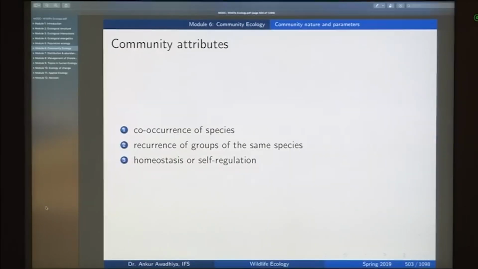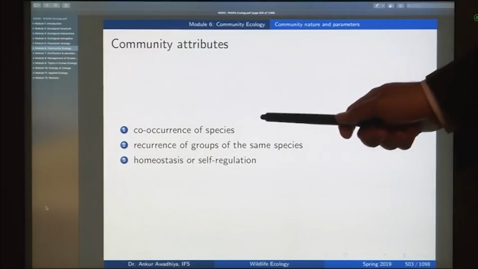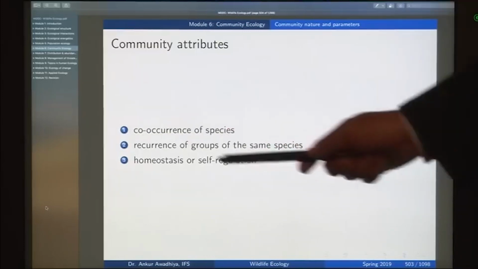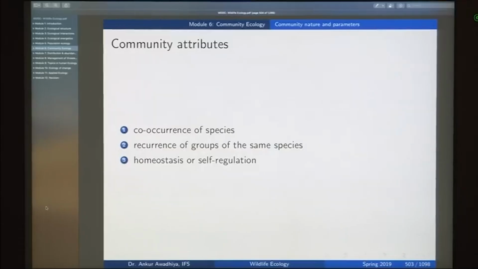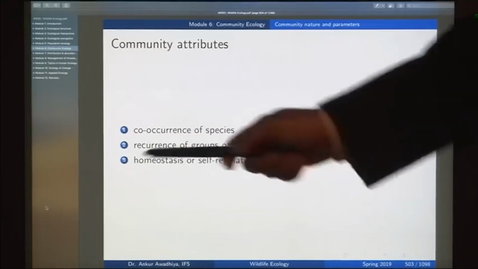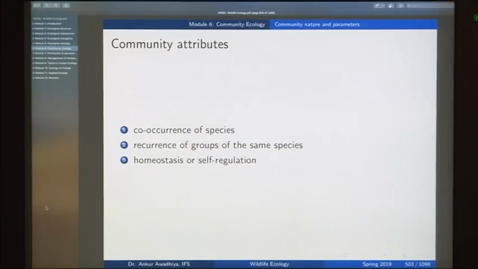So, what are the things that are common between different communities? How do you define a community? So, it will have co-occurrence of species, these species are occurring together. There will be a recurrence of groups of the same species if you have two communities in two different areas which are having similar climate. So, you will have a recurrence of the species. And then a community is able to maintain itself, it is able to regulate itself through the process of homeostasis.